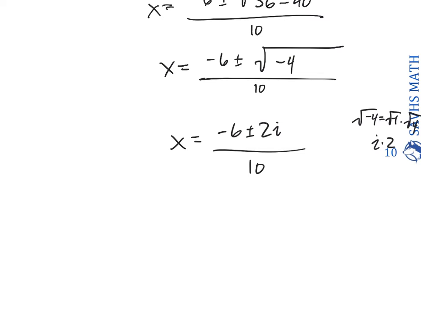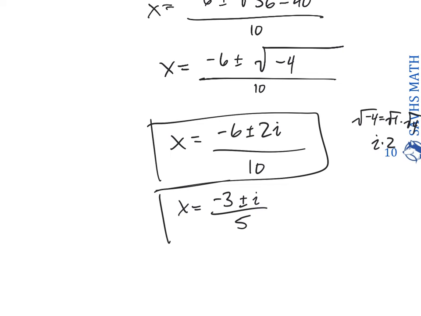I noticed that all of these numbers are even, and so I could divide everything by 2. So x equals -3 plus or minus i over 5. Either one of these is fine with me for your answer.